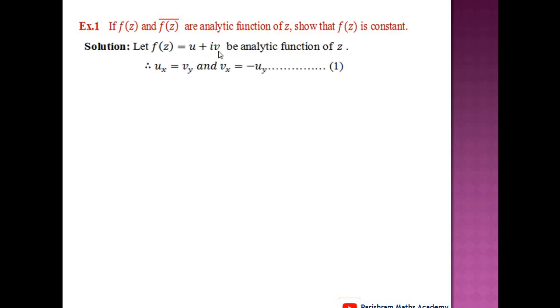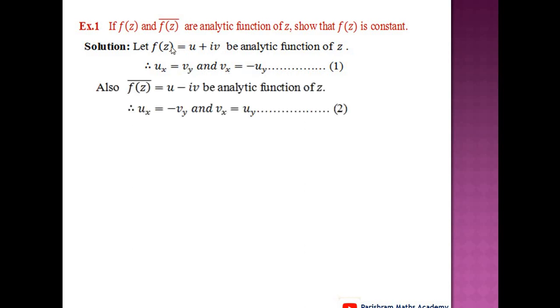Example: if f(z) and f(z bar) are analytic functions of z, then show that f(z) is a constant function. Solution: let f(z) = u + iv be an analytic function of z. Since f(z) is analytic, u and v satisfy the Cauchy-Riemann equations, that is, ux = vy and vx = -uy.